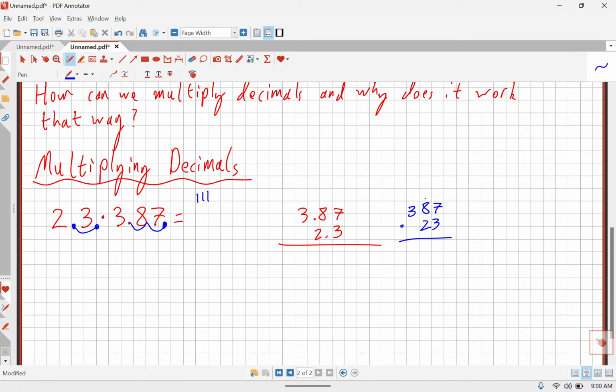So let's multiply this thing just like this. It's a lot easier for me to think about. 3 times 7 is 21. Carry the 2. 3 times 8 is 24. Plus 2 is 26. Carry the 2. 3 times 3 is 9. Plus 2 is 11. Add a 0. 2 times 7 is 14.